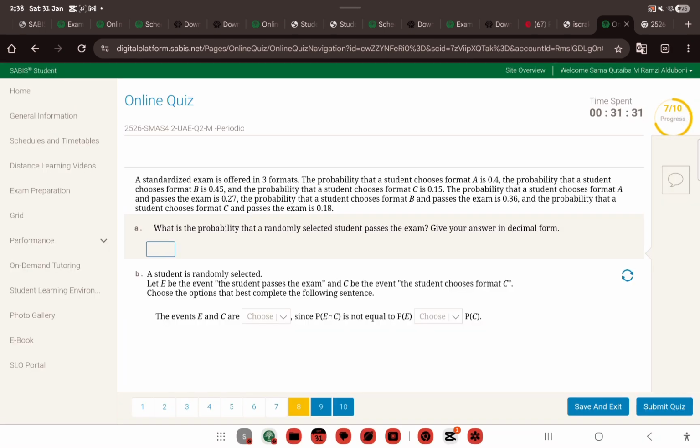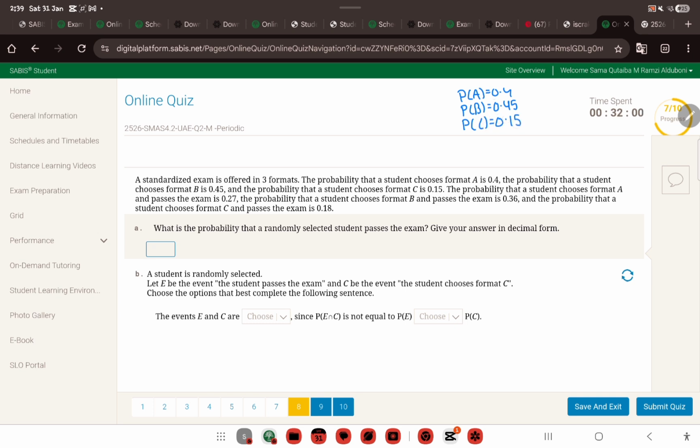A standardized exam is offered in three formats. The probability that a student chooses format A is 0.4. The probability that a student chooses format B is 0.45. And the probability that a student chooses format C is 0.15.